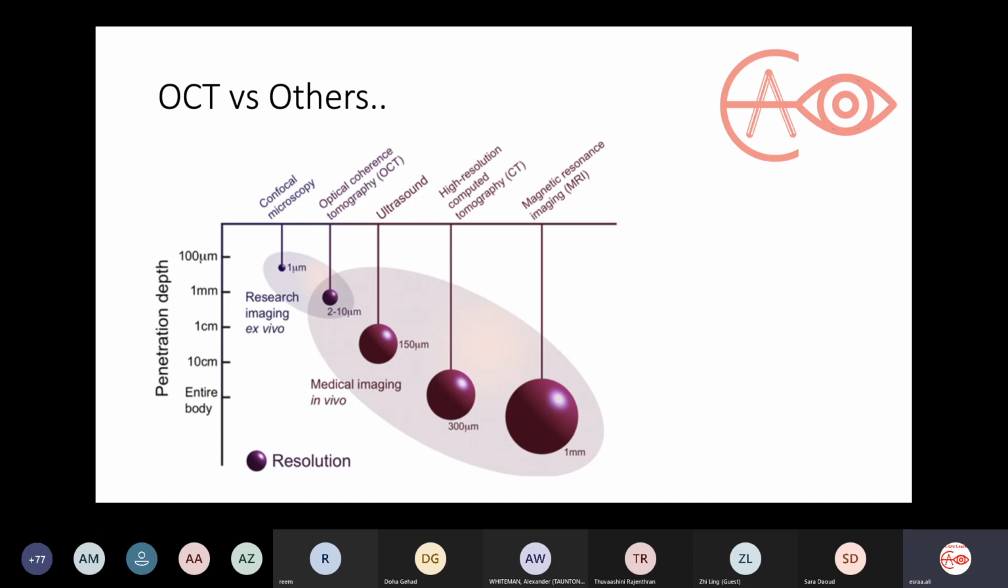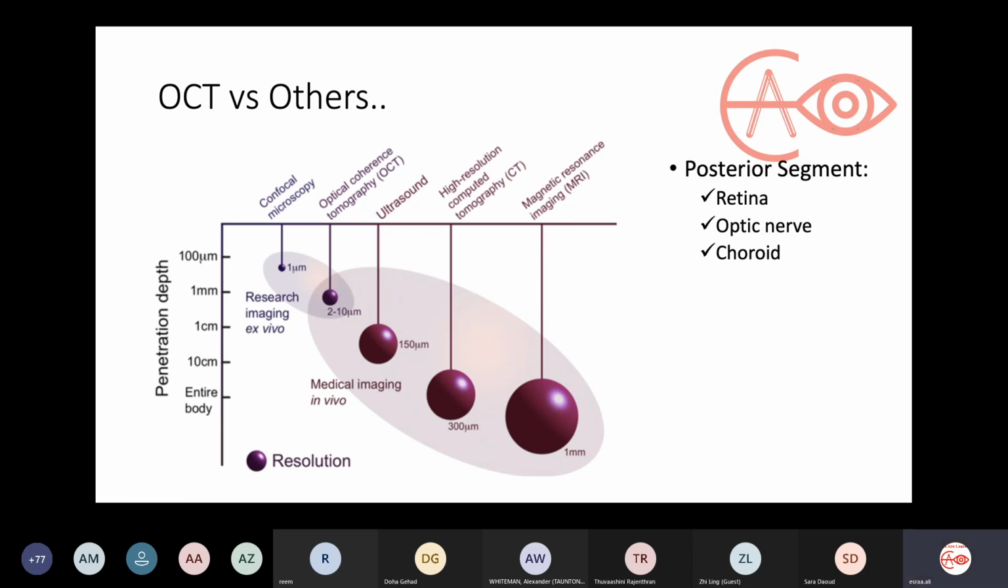Just to make you understand or appreciate how fine the OCT is, this is a comparison between the OCT and ultrasound and CT and MRI. So MRI is very good. You can see the entire body. So you have full penetration of the body, and the resolution is about 1 millimeter. But let's see the OCT. It can only penetrate about from 1 millimeter to 1 centimeter in between them, which is very poor penetration. However, it can give you a resolution between 2 to 10 micrometer.